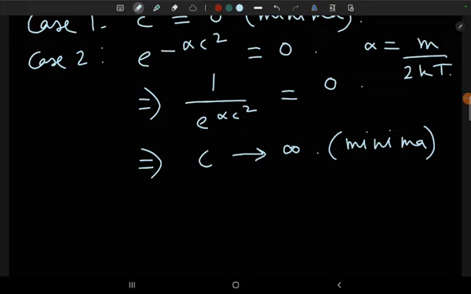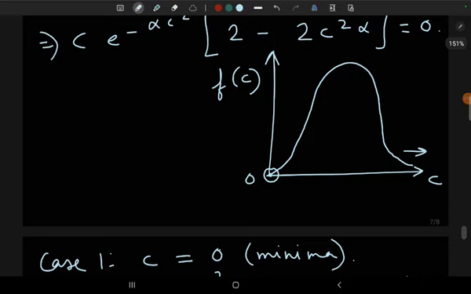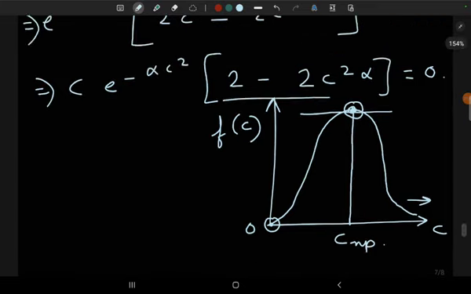And now we had case 3. This is all being done graphically. What should be case 3? Case 3 would be the most probable velocity, which should be this point. We will be determining the speed at this point. This should be c_mp. How do we get it? We get it from this expression.